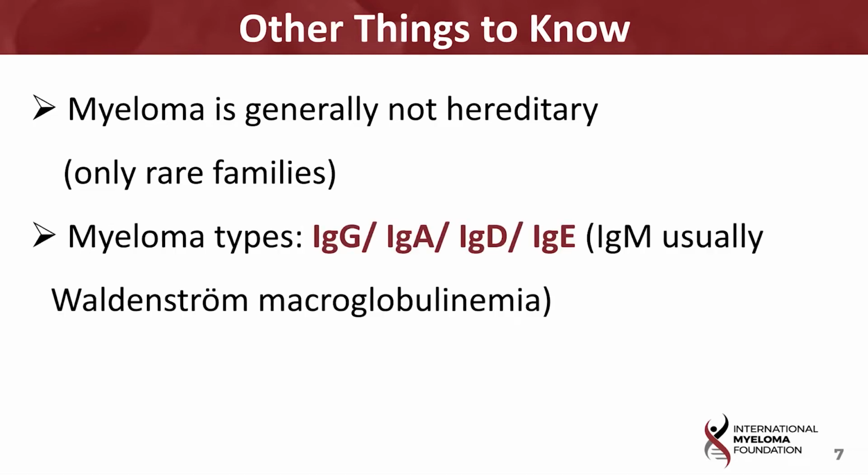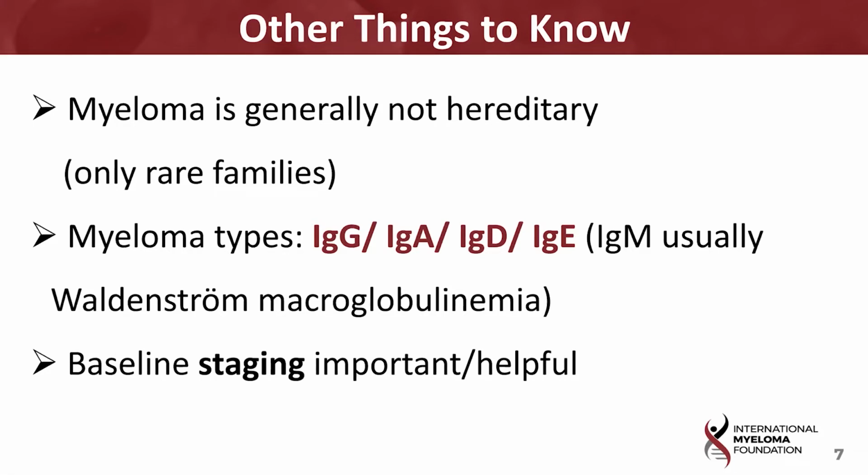There are different types of myeloma. The commonest is IgG, but there's also IgA and IgD, and also rarely IgE. There is an IgM type, but this is typically another disease which is more like a lymphoma that we call Waldenstrom's.